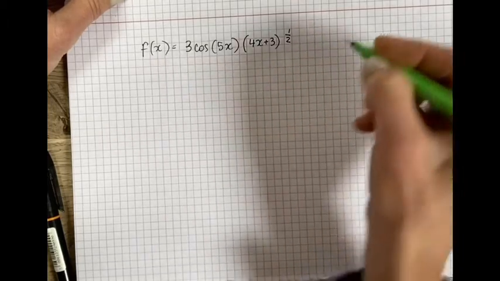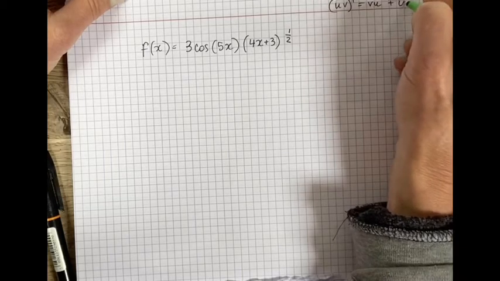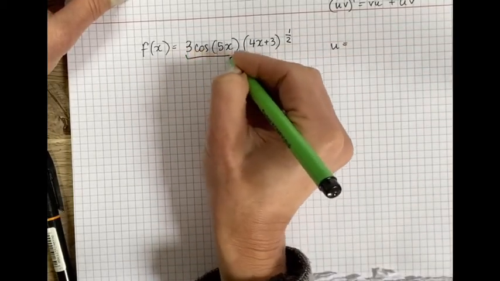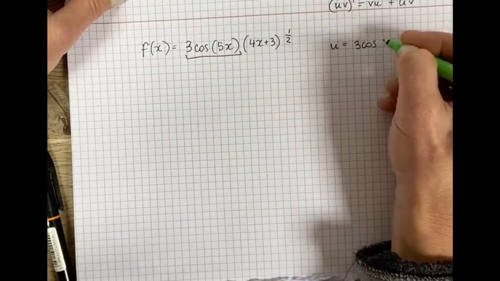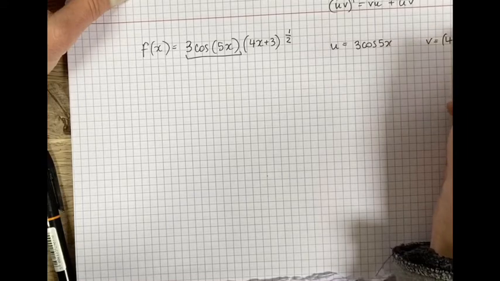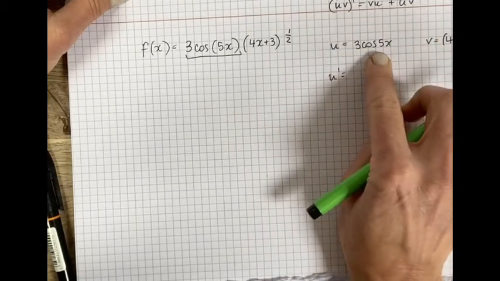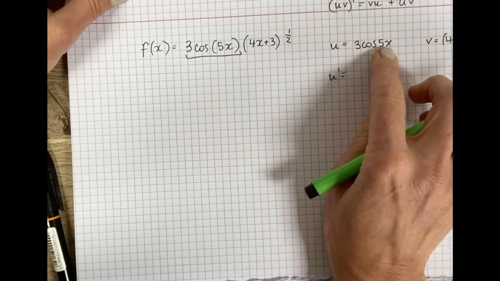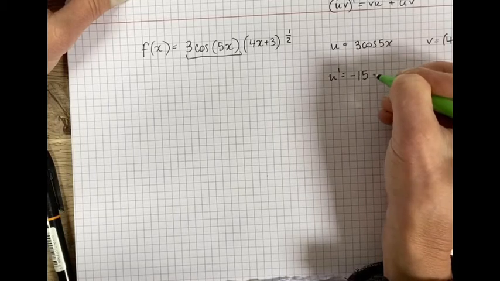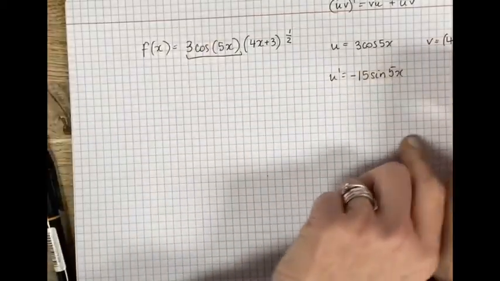Okay, so let's just copy our formula. So it's vu dash plus u v dash. Okay, we're going to identify our u. So I'm going to call my u 3 cos 5x, and v is (4x plus 3) to the power of a half. So I need to carefully differentiate this. This will go to minus sine, but you will have to multiply it by 5. So the 5 and 3 will get together and you will have 15, but it's minus 15 because of the cos going to minus sine. So the inside function does not change here.